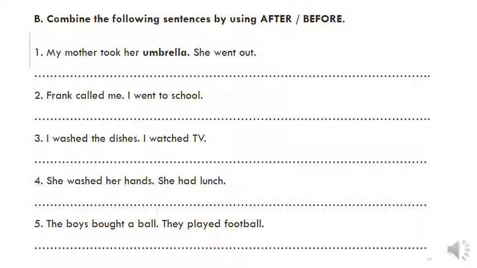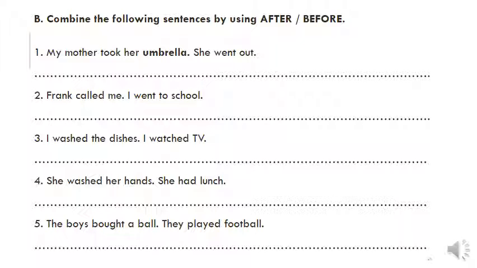Now, in this exercise, it's a little bit different. You have to combine these sentences using after and before. Of course, you have to make slight changes based on the action which happens first. My mother took her umbrella. She went out. Which action happened first? The action of taking the umbrella or she went out? She took the umbrella before. So my mother had taken her umbrella before she went out.